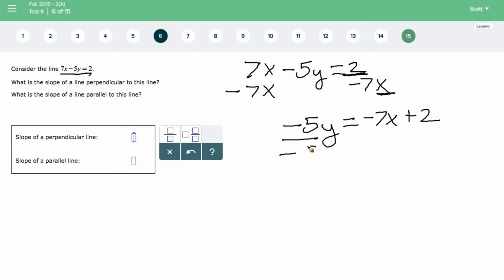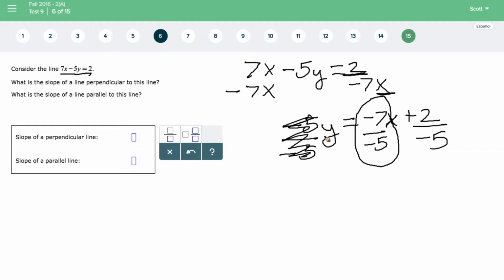We're going to divide by negative 5, divide by negative 5, and divide by negative 5, and we see our slope right here, because this goes away, and now we have y equals that. We also see that we have negatives, and so this is the slope of this line right here.